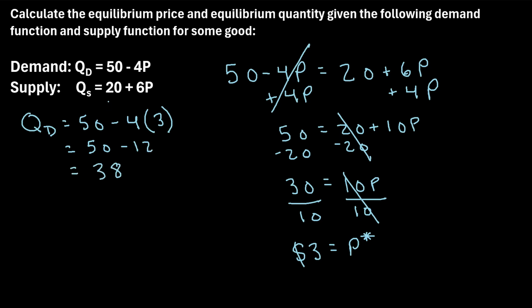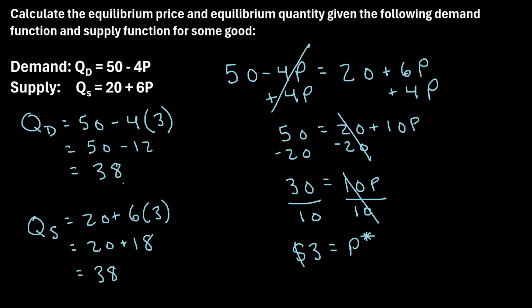And if we wanted to, we also could have plugged in a 3 into the supply function instead. So when we do that, we get quantity supplied is equal to 20 plus 6 times 3. So we get 20 plus 6 times 3 is 18. So 20 plus 18, that also turns out to be 38. So the equilibrium quantity is 38. So if we want, we can write Q star is equal to 38.